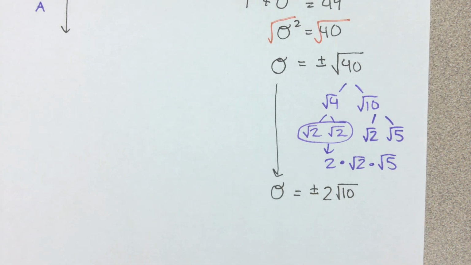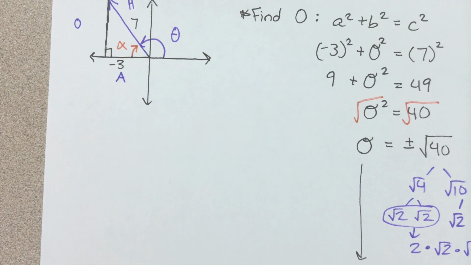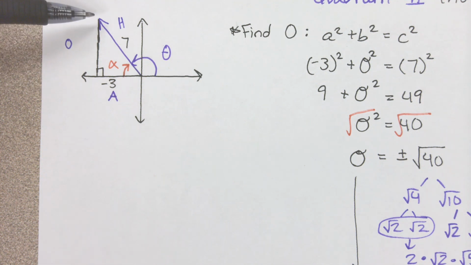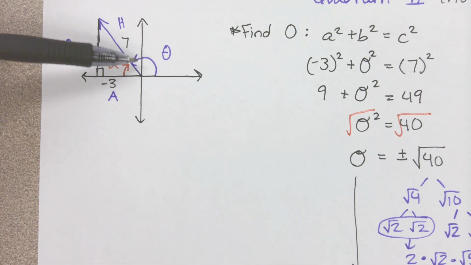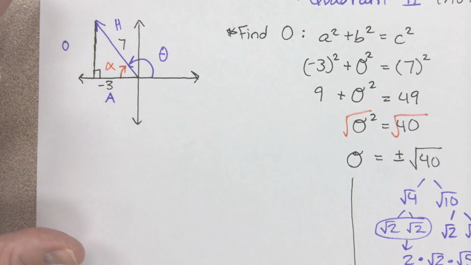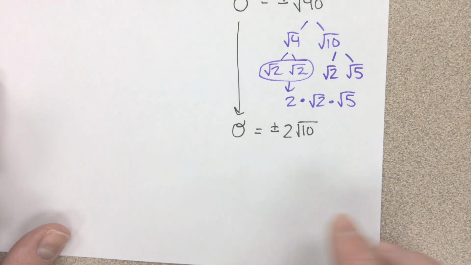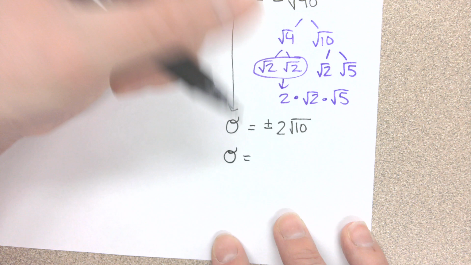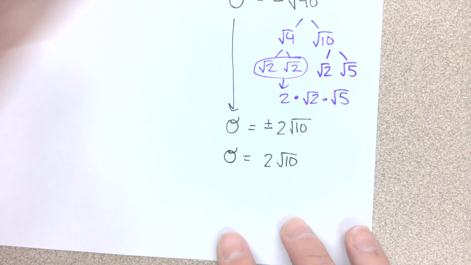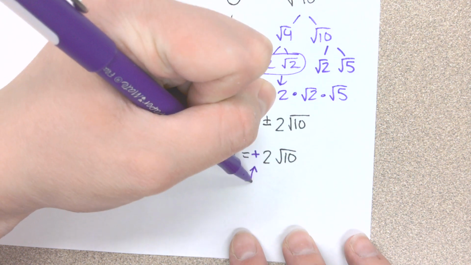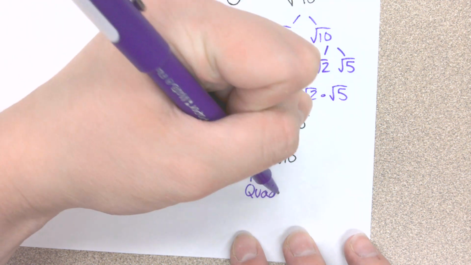Now, is O going to be positive or negative in this problem? It's going to be positive. If we look at the quadrant we're in, O, the vertical, is above the x-axis. It's parallel to the positive side of the y-axis. So, O is positive here. You do need to ask yourself, because depending on the quadrant, that's going to change your answer. So O is positive here. And again, that's because we're in quadrant 2.